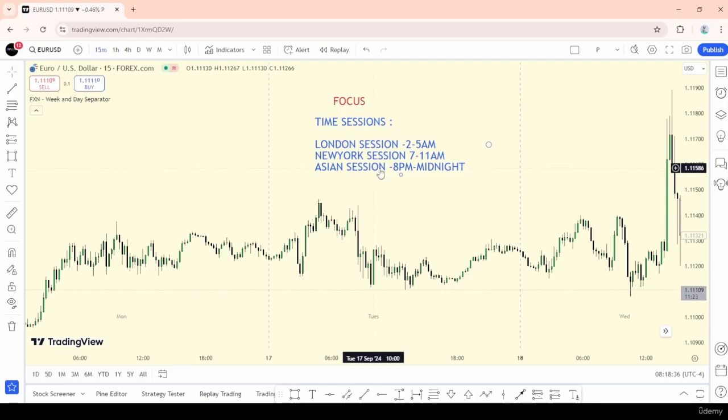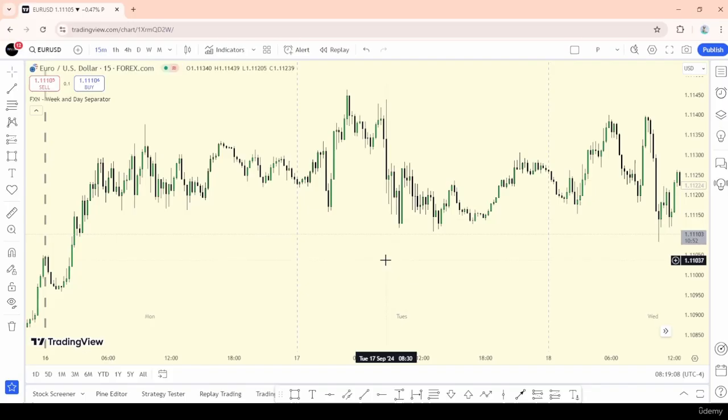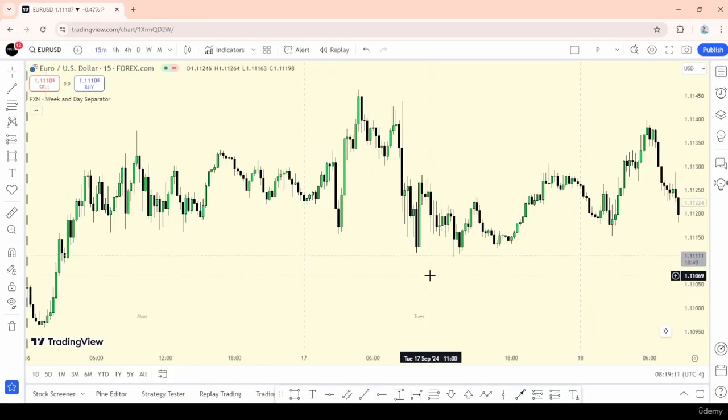The third one, the Asian session, we may also see the start of a move created in the Asian session. The Asian session is ideal, but we will not focus a lot on it. We'll focus a lot on the London session and the New York session, and I'll show you examples in the chart for you to get familiar with the time zones.